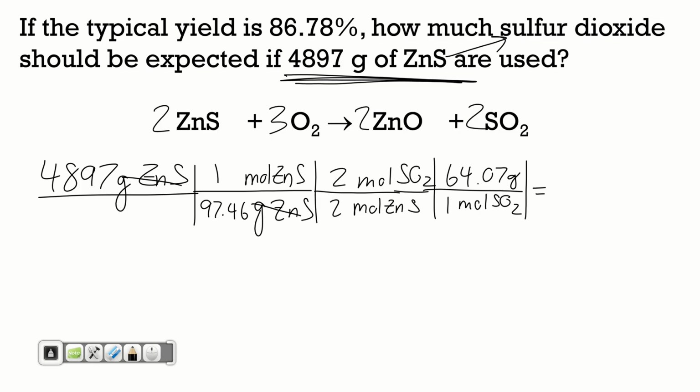That's a lot. Well, I guess we put a lot in. We believe we should get 3,219 grams if we did this perfectly. This is our theoretical yield, which I'll call TY.